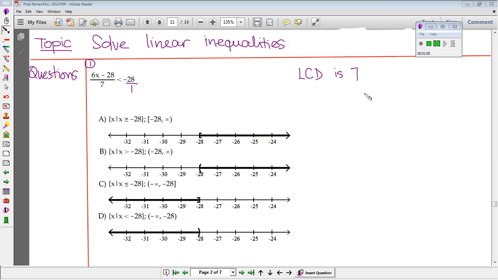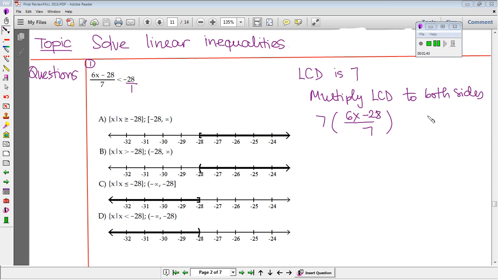The next step, you are going to multiply your least common denominator to both sides of the inequality. So you have 7 times the fraction (6x minus 28) over 7 is less than 7 times the fraction negative 28 over 1.